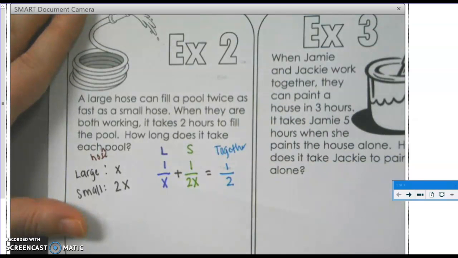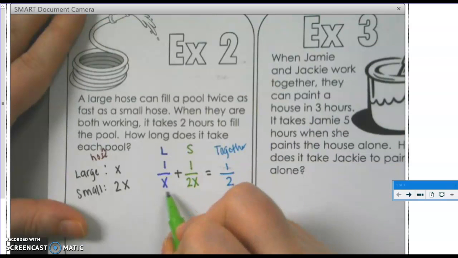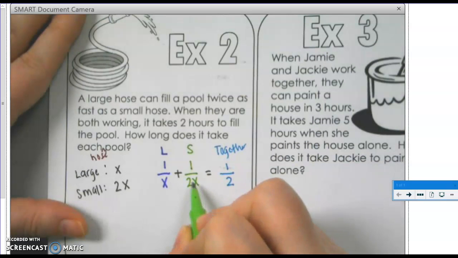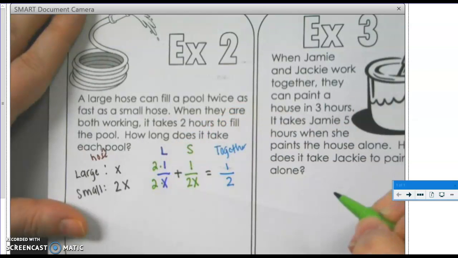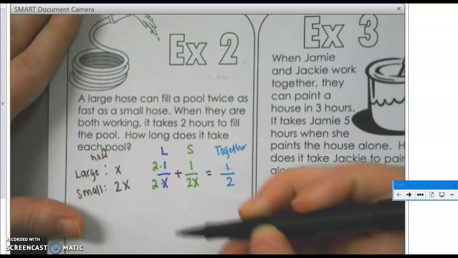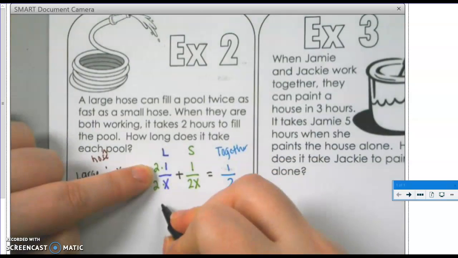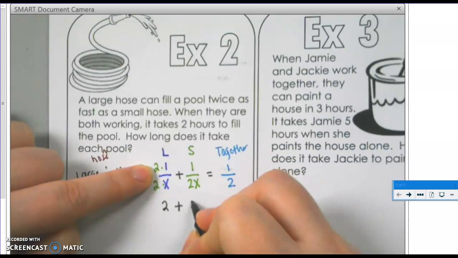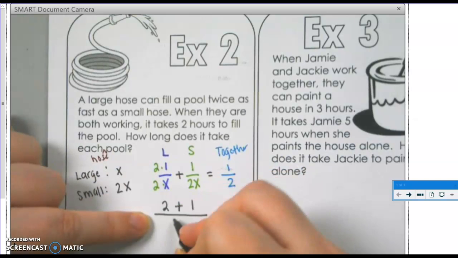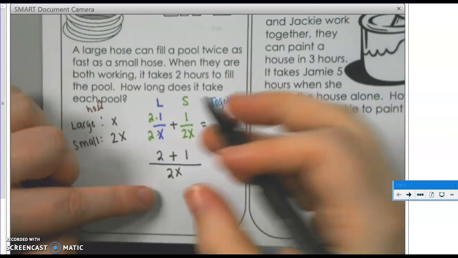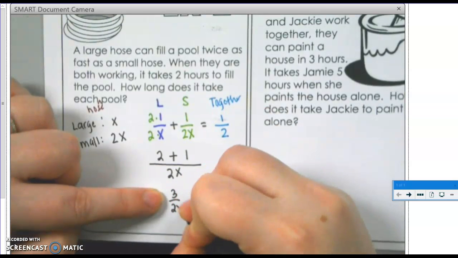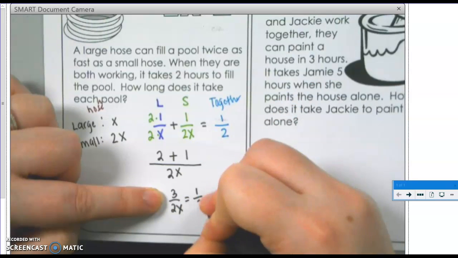All right, so again, I need to get a common denominator over here. So if you look, they both already have X, but since this one has 2X and this one does not, I just need to multiply this side by 2, and now the denominators both say 2X. So my large hose has a new numerator of 2. My small hose was still 1. And their common denominator is now 2X. I'm going to clean that up. Bring down the 1/2.